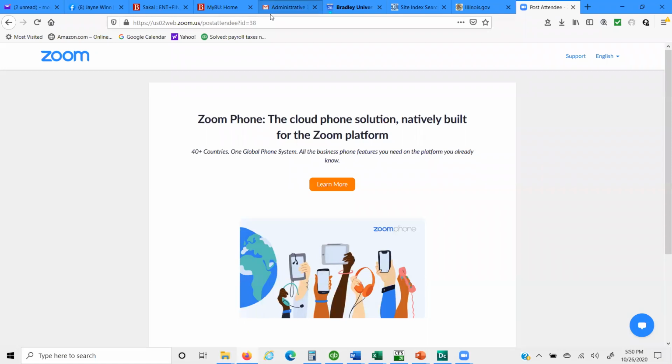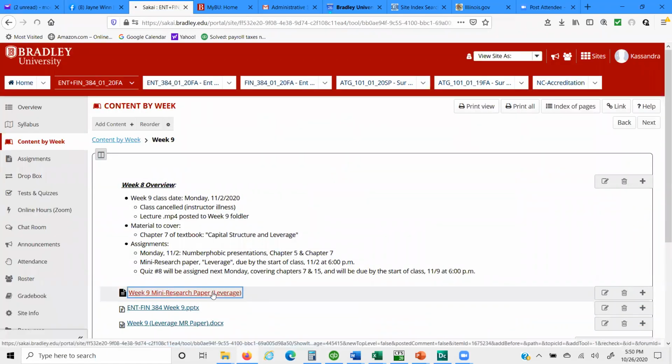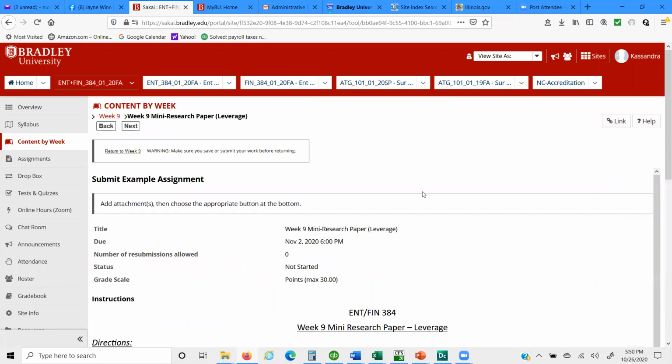There I am. There's Sakai. And here's our Dropbox for our mini research paper right here. And so it'll just be a file attachment to this Dropbox.